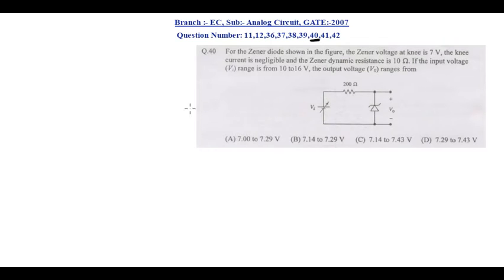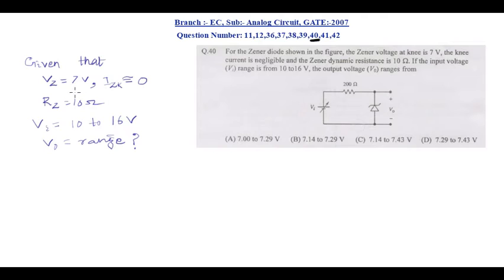Next question is question number 40. In this question, it is given that the Zener diode has a breakdown voltage, that is Vz equal to 7 volt, and its knee current is negligible, that is Izk is equal to 0, and the Zener has a dynamic resistance, that is Rz equal to 10 ohm. In the question, it is given that if the V input voltage varies between 10 to 16 volt, then what is the range of the V output voltage?